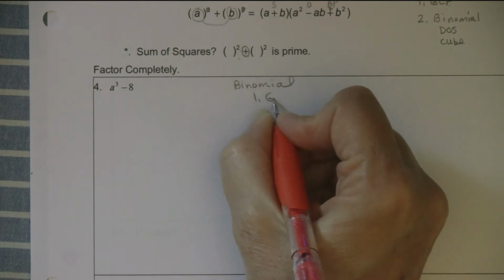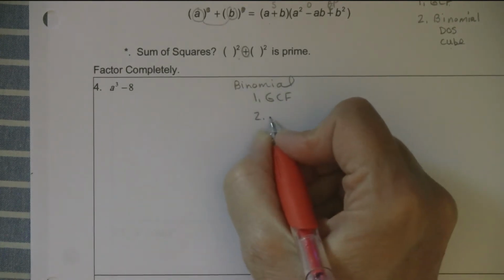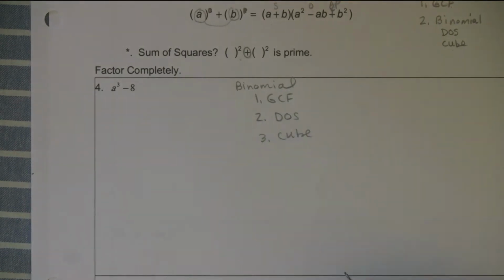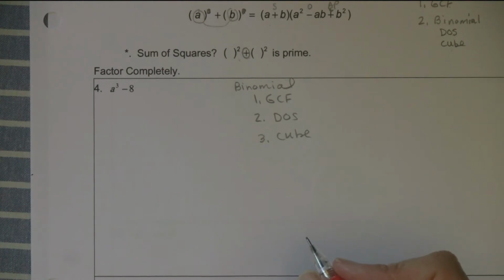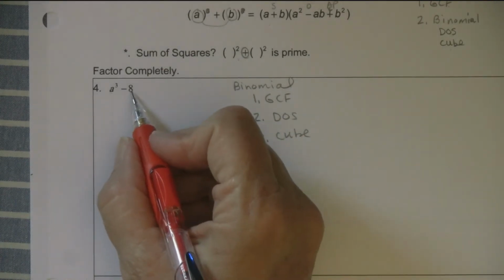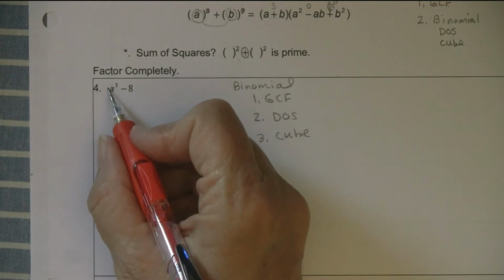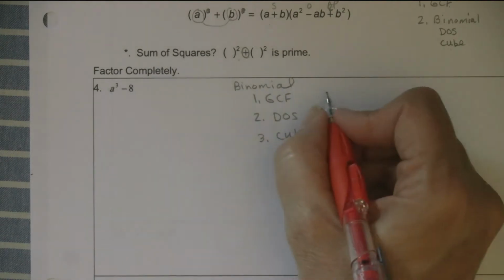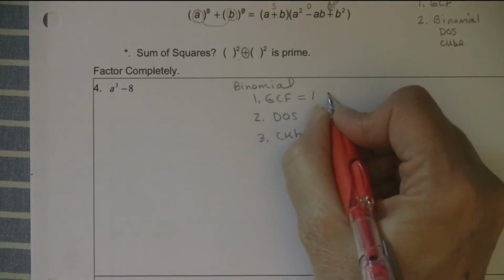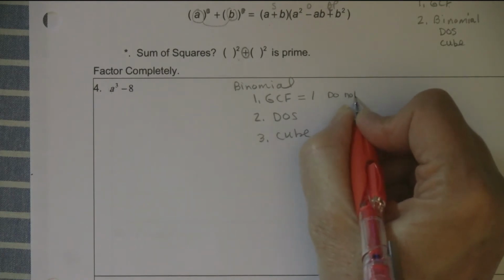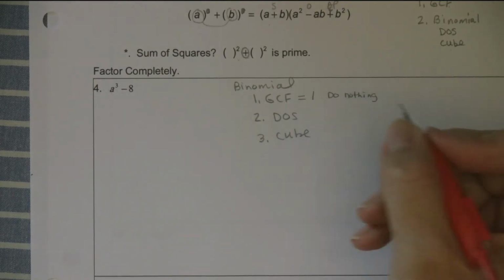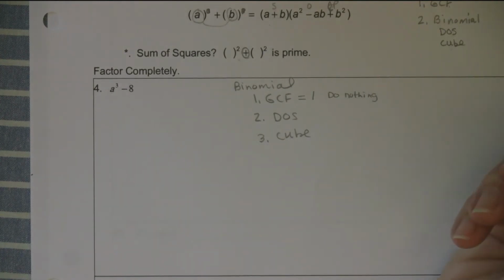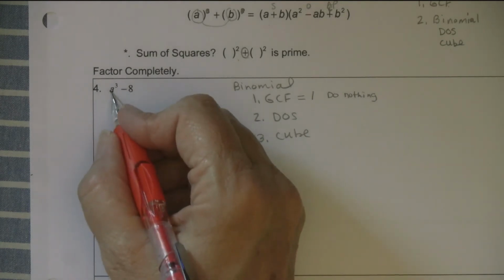So every time binomial, greatest common factor, second step, difference of squares, third step, cube. That's the only thing that it could be, and it could be more than one of those things. So I'm asking myself, does this have a greatest common factor? Well, the number here is 1, so they only have 1 in common for the numbers. They don't both have an a, so the greatest common factor is 1. So that means do nothing. Everything has 1 in common. So to say that there's not a greatest common factor is kind of silly, but it's a do nothing if you have 1. Well, is it a difference of squares?